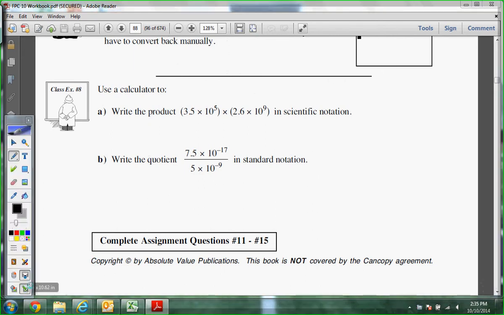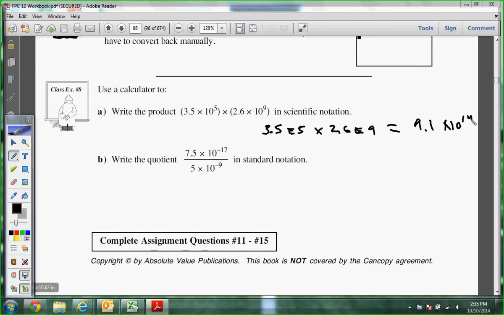Write the product 3.5 times 10 to the 5th times 2.6 times 10 to the 9th in scientific notation. So again, your calculator should look like 3.5 E5 times 2.6 E9. And that should give you 9.1 times 10 to the 14, which in your calculator will say E14.